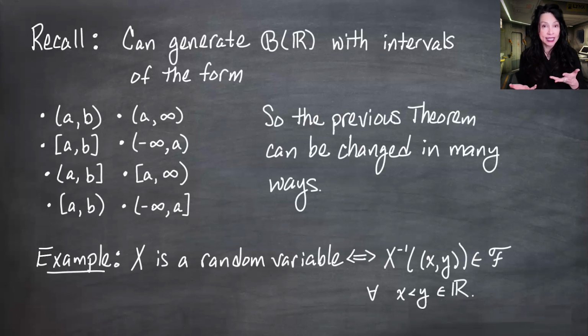And that is because these types of intervals form a generating class of sets for Borel sets, and we can apply that lemma. And the proof is exactly the same as the proof of the previous theorem. So you'll see that previous theorem, which says that X is a random variable if and only if the inverse image of those sets from minus infinity to closed x pull back correctly. But we can replace that interval with all different types of intervals as long as the types we use can be used to generate all Borel sets.